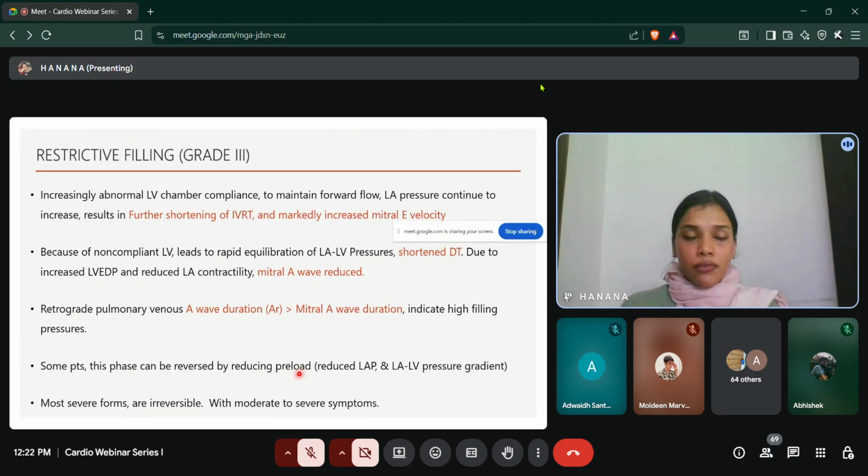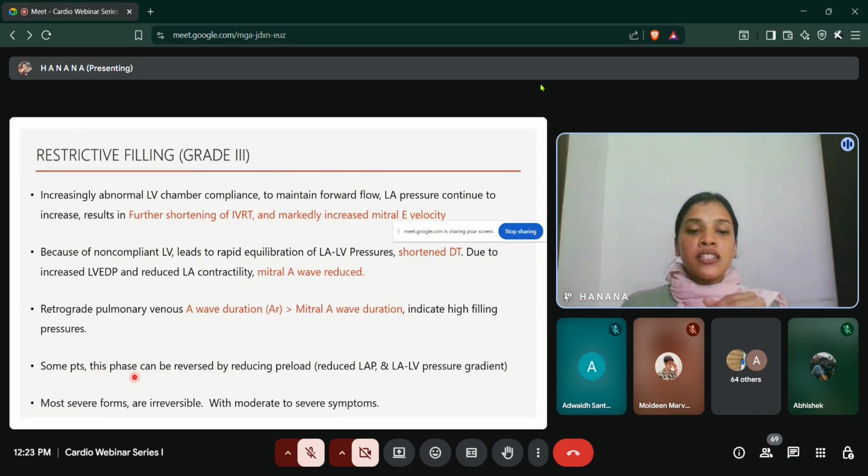By giving medicines to this patient, we can reduce the preload by using diuretics or that kind of pharmacological agents. We can reduce the preload to the patient, which can clinically improve the patient's condition and bring the diastolic dysfunction into lower stages like grade 1 or grade 2. By giving the medicines, we can bring the patients into grade 1 or grade 2 rather than staying in grade 3.